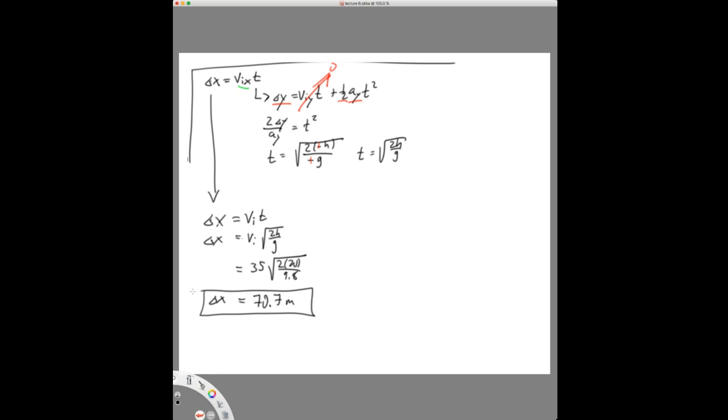Christian, question. What number's in the parentheses in the square root? On this line here, the actual numbers? Yes, let me write that over a little bigger. So we have 35 times the square root of 2 times 20 over 9.8.